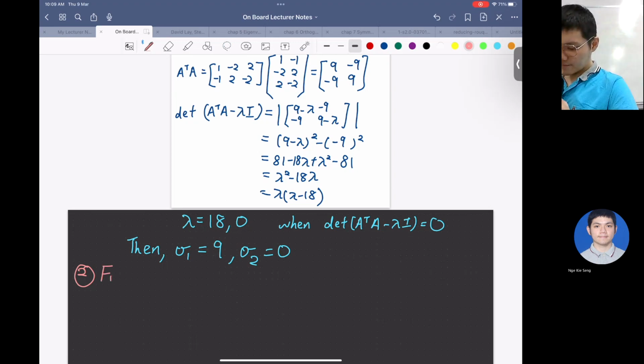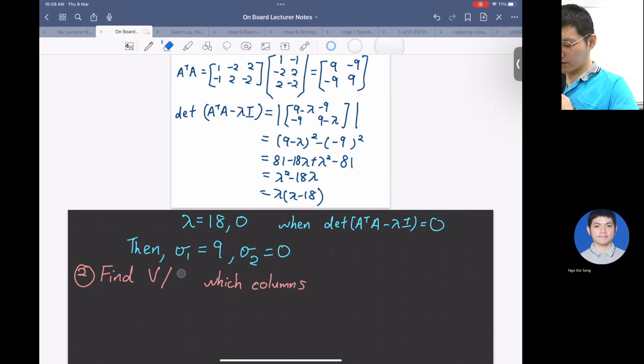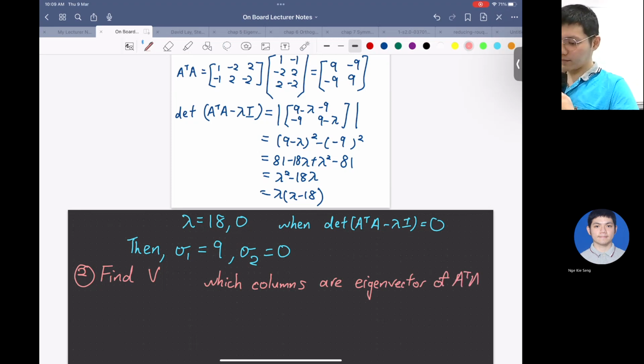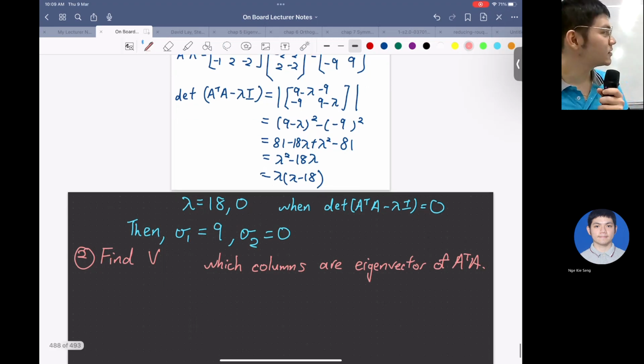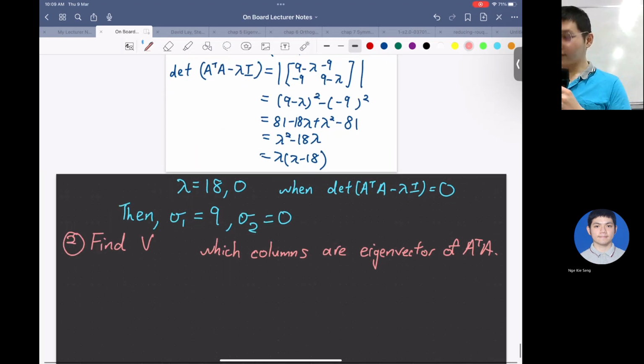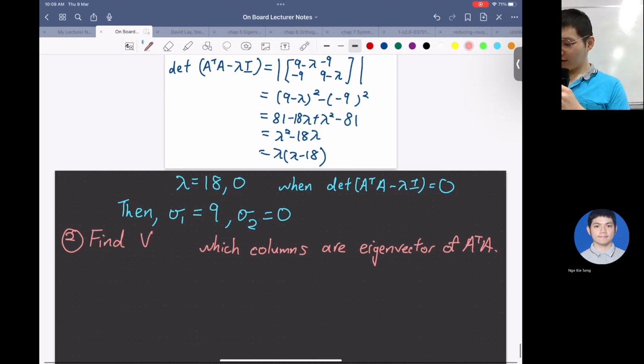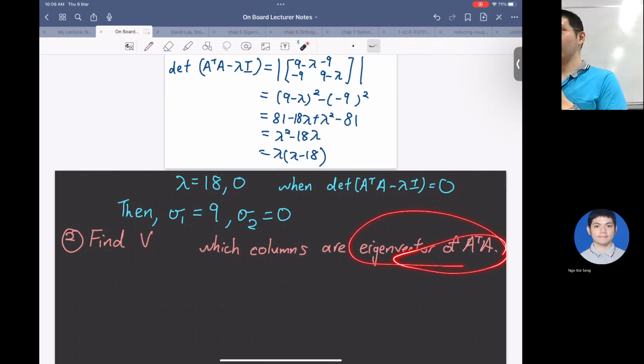The second step is to find what? V or V transpose? Let's do V first. Which columns are eigenvectors of A transpose A? So I'll go and find them. Can you see? Do you understand this? So find the eigenvectors of A transpose A.